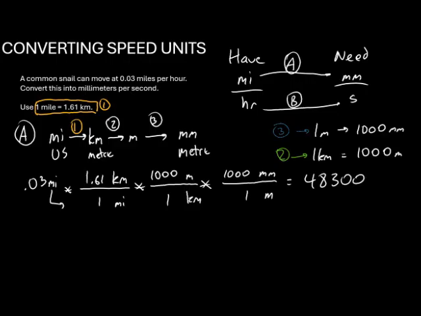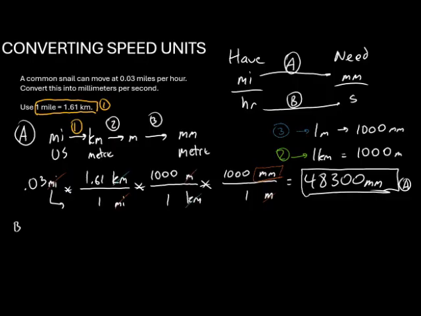Let's check our units briefly. We started with miles, and that canceled out with the bottom of the first fraction. Then we had kilometers, but that cancels out with the bottom of the second fraction. And then we had meters, but that cancels out with the bottom of the third fraction. And as expected, we have millimeters as our final unit. Box that in, and we'll label that as the answer to part A.